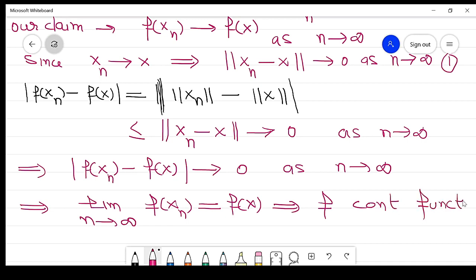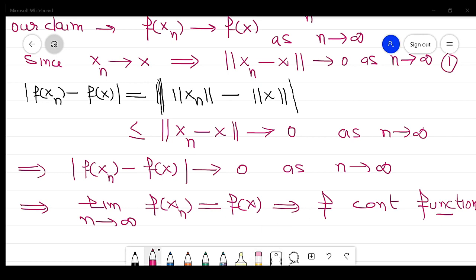So it means every norm is a continuous function. So remember that every norm is a continuous function. Clear?